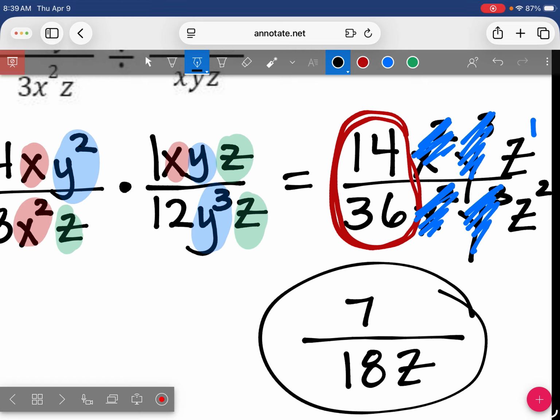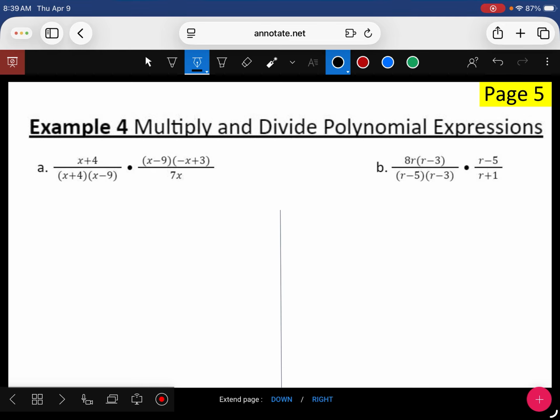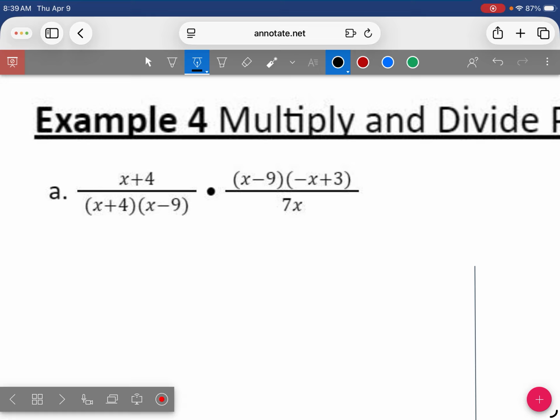All right, last 2 are the easiest because they're already factored for us. So now let's look at these. Do I need to do a keep, change, flip? Nope. So I'm just going to extend this and make it one big fraction. So we don't need to do a keep, change, flip. So I'm going to extend that fraction bar and make it one big fraction.